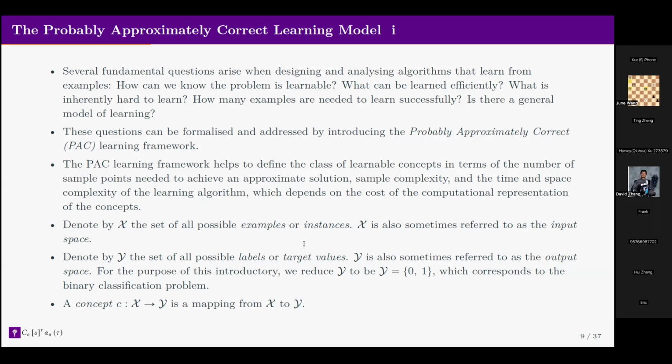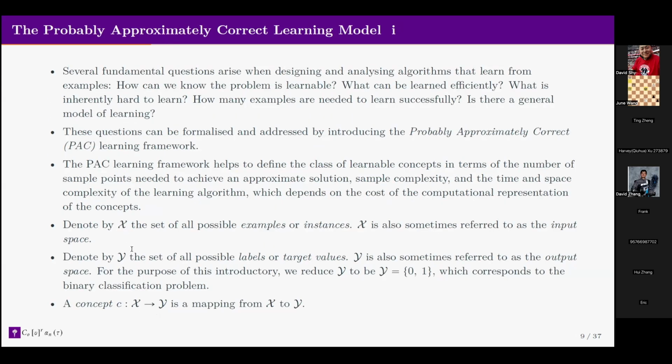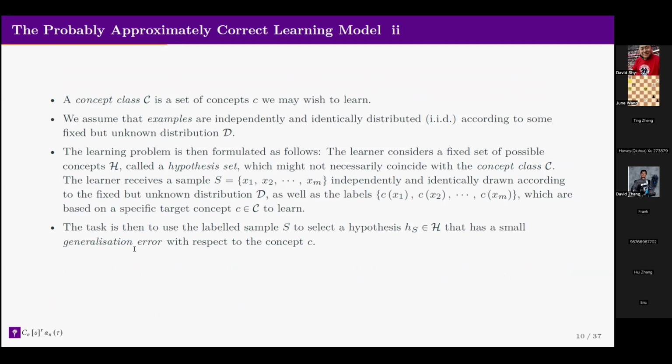So I'm going to define some basic notations that I will use. X here is the input space. So you can think of it as the data that you send to your machine learning model, and Y is the label, the target. So it is the output space, and C is the concept. The concept is a mapping from your input to your output. So it is a function, as you can think. A concept class is just a collection of different concepts that we want to learn, and we also assume that the samples, the instances from this input space, are independently and identically distributed according to some fixed but unknown distribution.